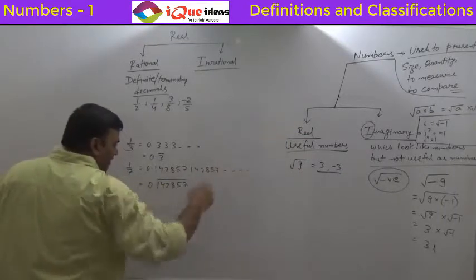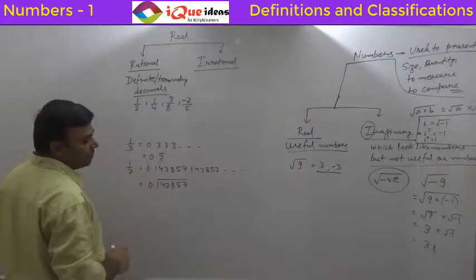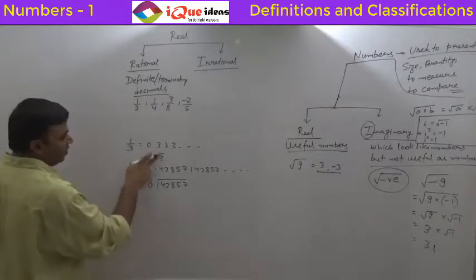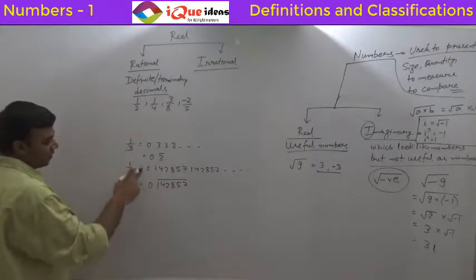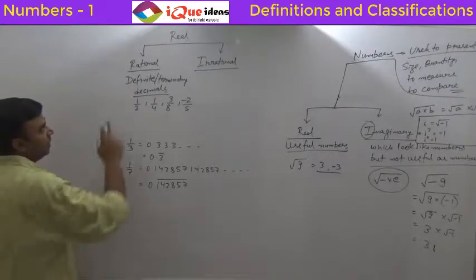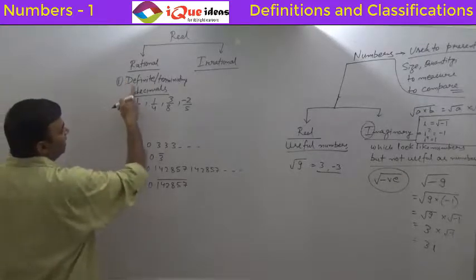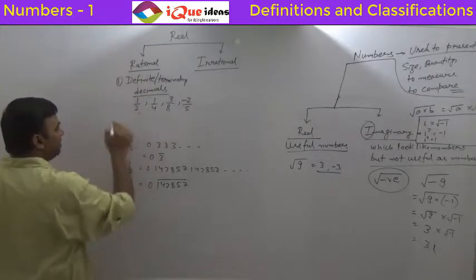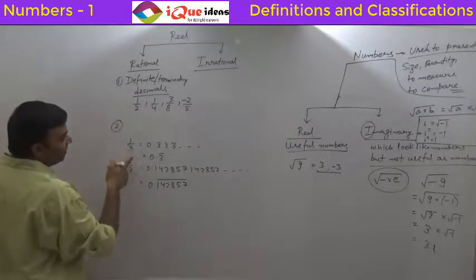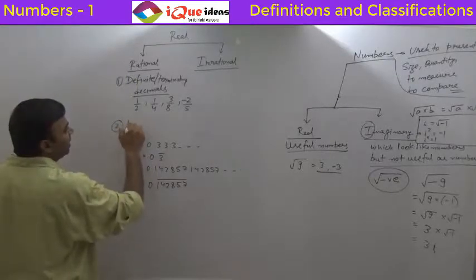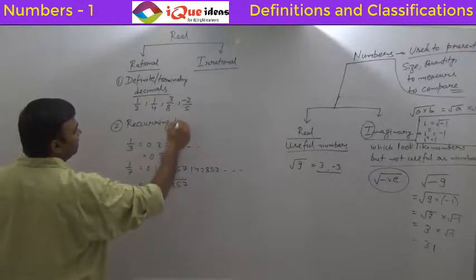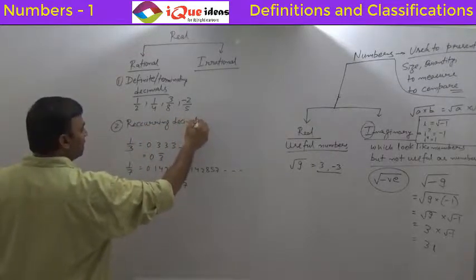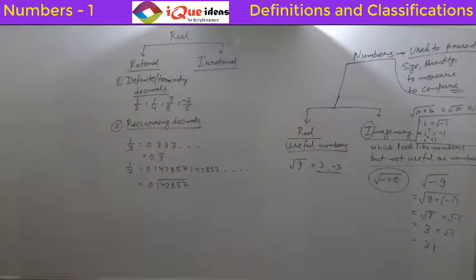So instead of writing all the digits, you just put a bar on these digits which are going to be repeated. Here only one digit is going to be repeated. Here 6 digits, the whole group, is going to be repeated. So these are called recurring or repeating decimals. The numbers which have either definite or terminating decimals are rational numbers. Similarly, the numbers which have non-terminating but recurring decimals are also rational numbers.